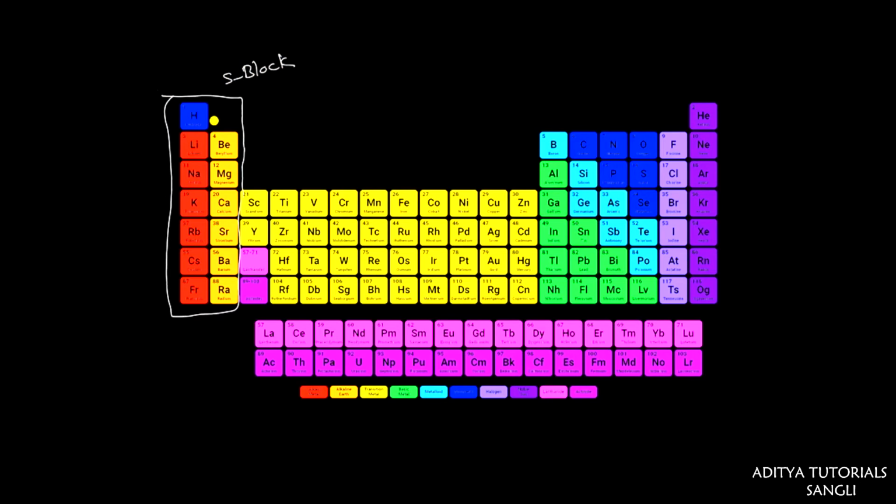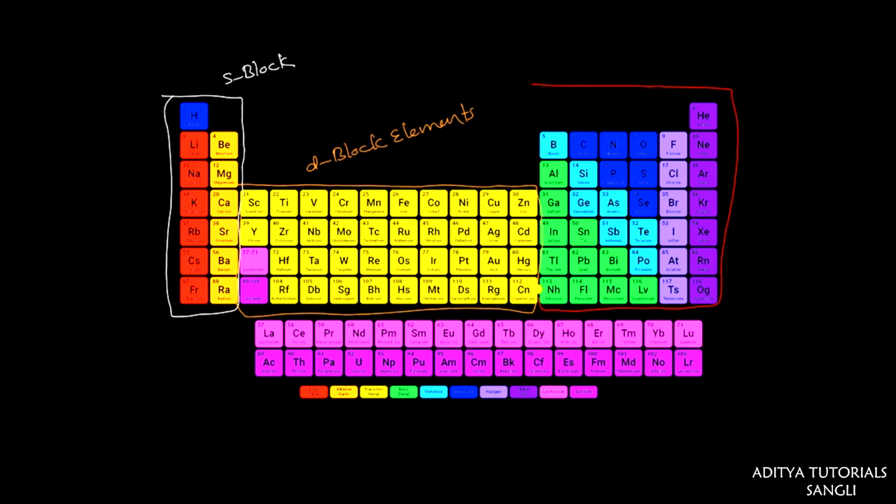S block elements. Next I am going to mark this one block here, and these are called the D block elements. And this last box is termed the P block elements. And the last one, which is kept separately, is termed the F block elements.